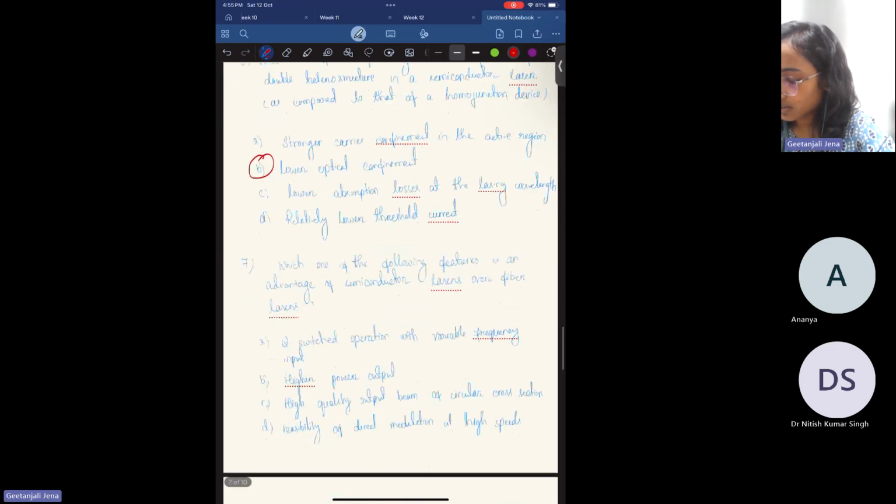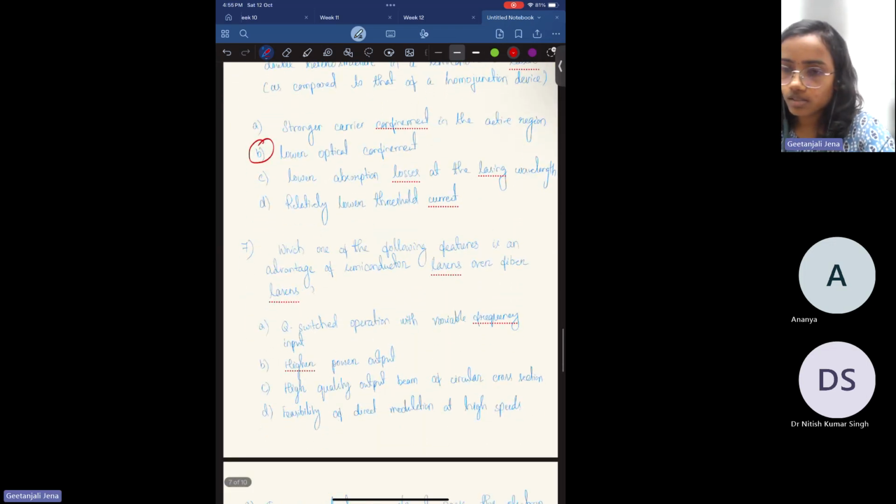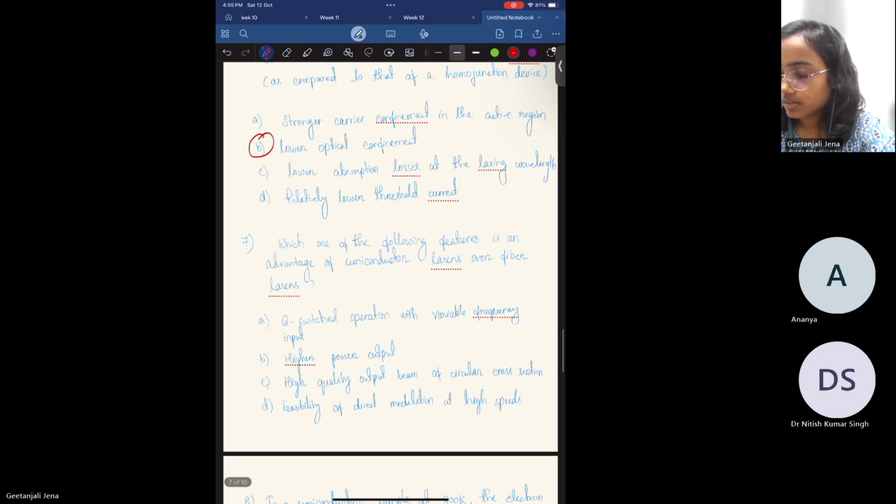Okay. So let us see what is the next problem. Question 7 is, which one of the following features is an advantage of semiconductor lasers over fiber lasers? Option A, Q-switched operation with variable frequency input. Option B, higher power output. Option C, high quality output beam of circular cross section. Option D, feasibility of direct modulation at high speed.